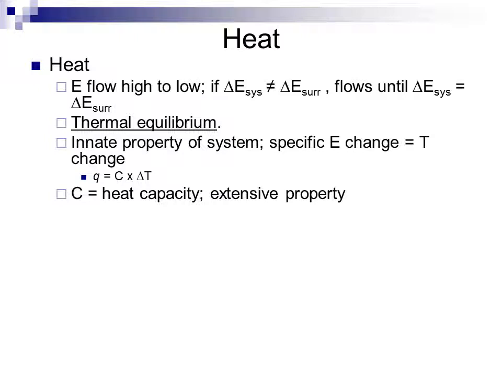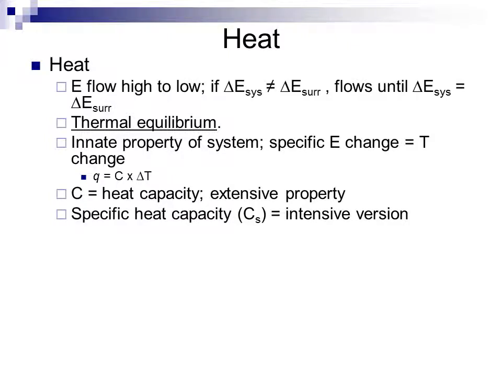C is heat capacity, which is an extensive property. Heat capacity is specific to a particular sample. For instance, iron has a heat capacity that is dependent upon the amount of iron that we have. If I have a particular cast iron skillet that is, say, 9 inches in diameter, that cast iron skillet will have a different heat capacity from a cast iron skillet that is 12 inches in diameter.